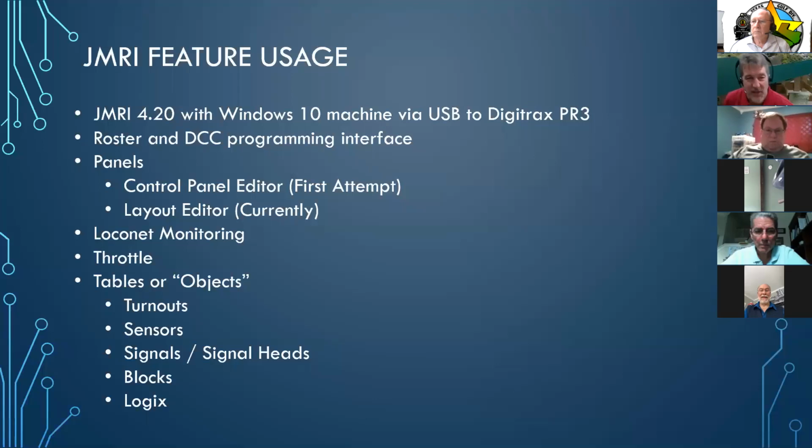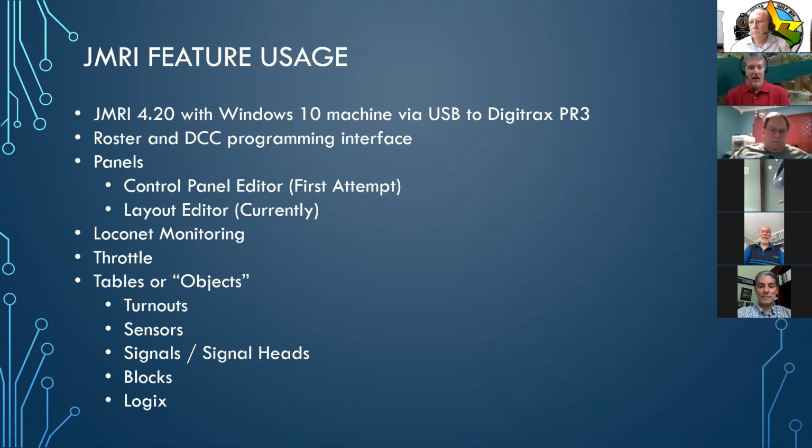Okay, so on JMRI features, I'm using JMRI 4.20, and I have a Windows 10 machine connected by USB to a Digitrax PR3. I use the roster and DCC programming interface. I'm using 2 panels. I'll show a picture of those. I mentioned earlier that I had the control panel editor. That was my first attempt 2 years ago, and all it does is really have turnouts on there. Now I'm using the layout editor, which is a much nicer interface. I do LocoNet monitoring, which is a really nice feature as well. You can see what's going on in the LocoNet. And then sometimes I'll use a throttle on the JMRI.